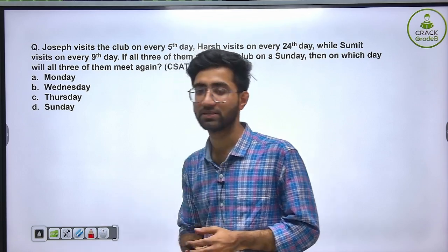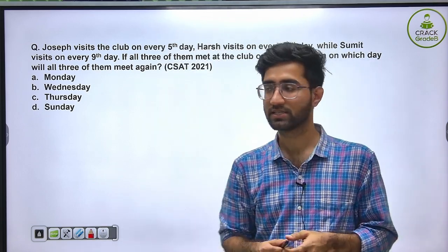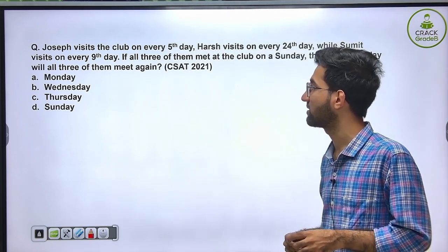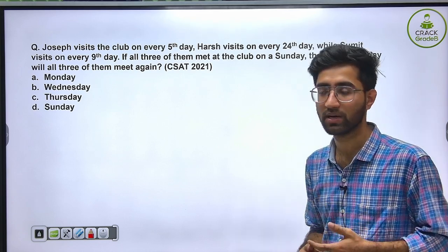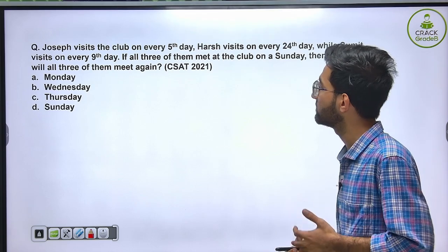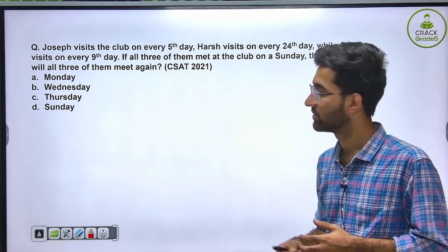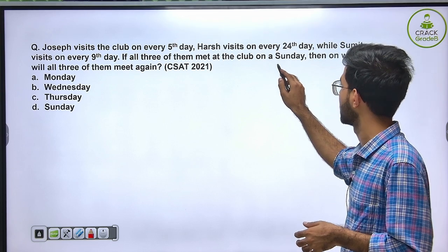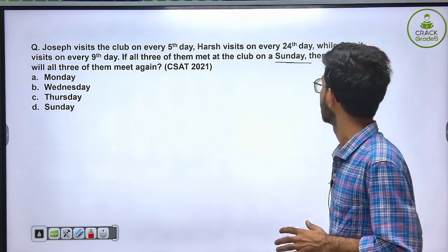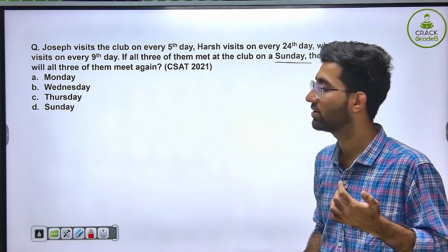Now let us solve this question. The question says Joseph visits the club on every 5th day. Harsh visits on every 24th day, while Sumit visits on every 9th day. If all three of them meet at the club on a Sunday, then on which day will all three of them meet again?